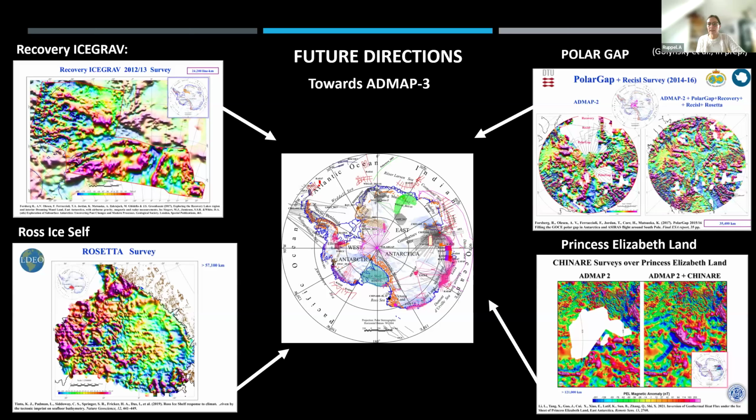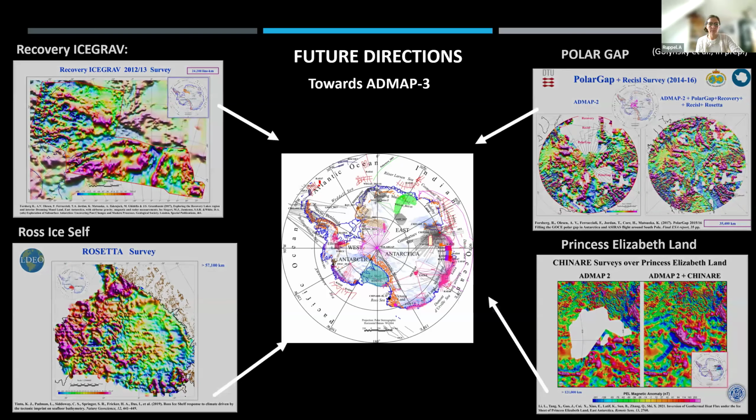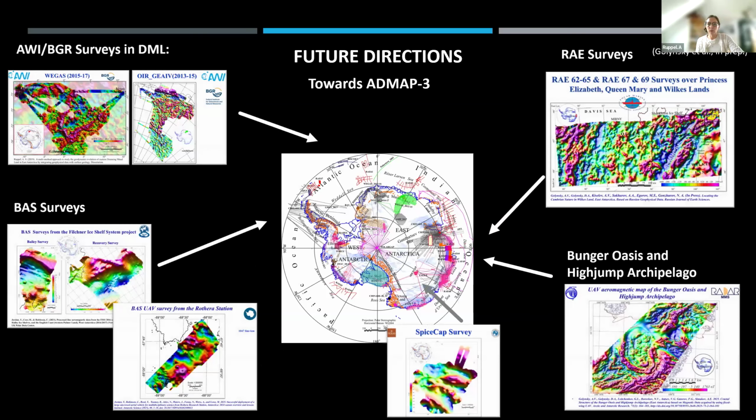The Rosetta Ice Project has provided high-resolution data across the entire Ross Ice Shelf. We have data from our Chinese colleagues that will help fill major gaps in Princess Elizabeth Land, while additional surveys cover the Recovery Lake region and interior Dronning Maud Land. Further contributions come from joint German RV-BGR campaigns in Dronning Maud Land. We have new data from the British Antarctic Survey collected as part of the Filchner Ice Shelf System project. Several Russian Antarctic expeditions have added important magnetic data over Princess Elizabeth Land, Queen Mary Land, and Wilkes Land.